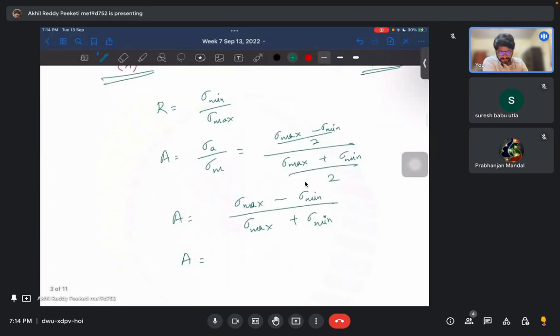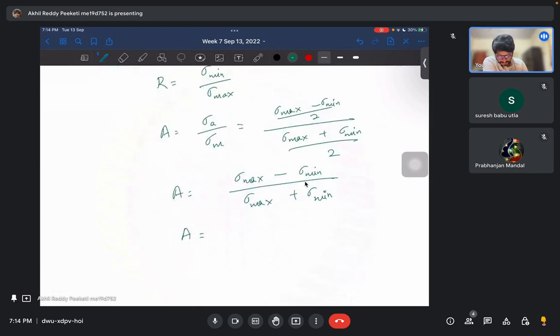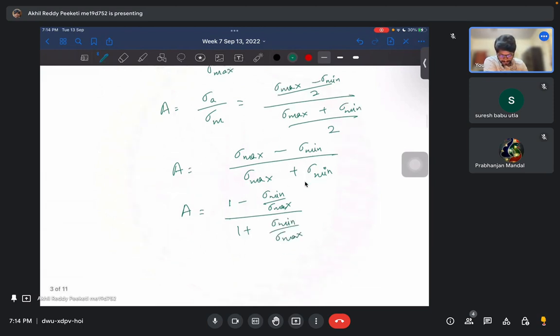I just wrote amplitude and sigma mean in terms of maximum and minimum, like we have seen in the earlier problem. Okay. Now in the numerator and denominator, let's divide it by sigma max. So then this would become 1 minus sigma min by sigma max, and this would become 1 plus sigma min by sigma max. Okay. So what is sigma min by sigma max? R, right?